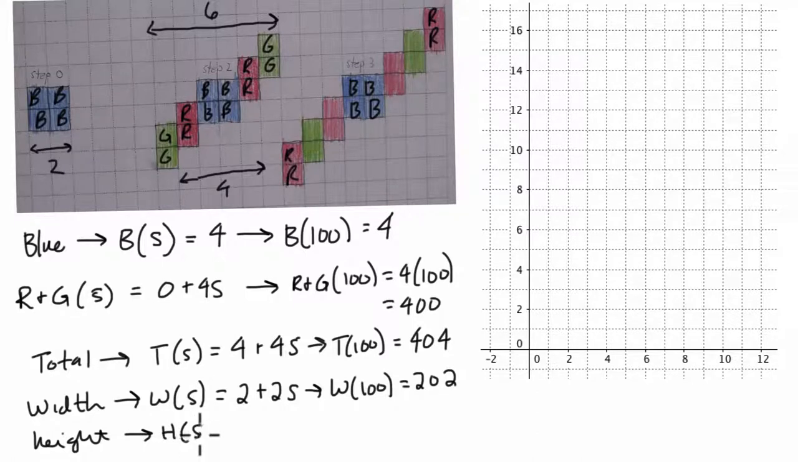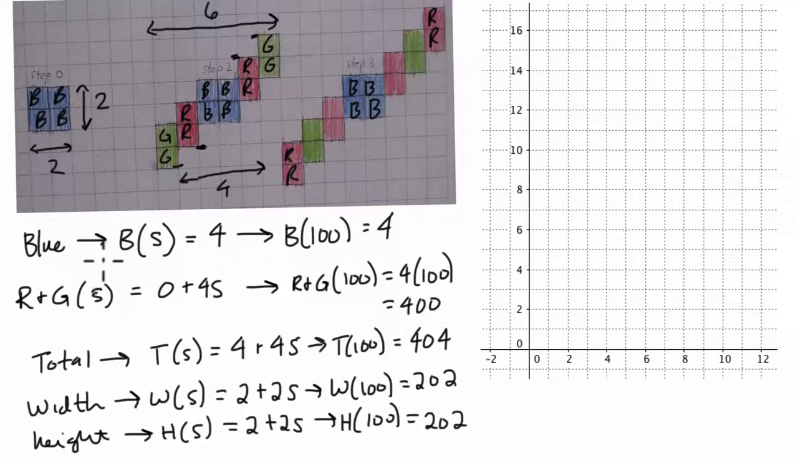Well, h as a function of step number equals, well, we start off with 2 here, and then in step 1, we add height, 1 to the top, 1 to the bottom, and then each time we add another 1 to the top, 1 to the bottom, just like with width. We're adding 2 per step, right? Same formula and actually same result. The height and the width are equal in all of these shapes.